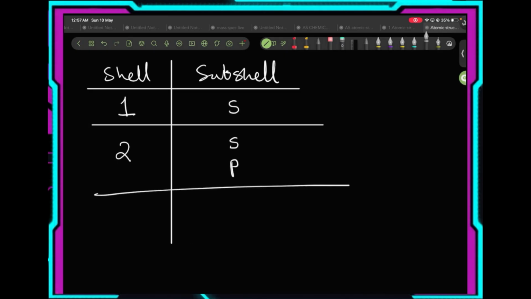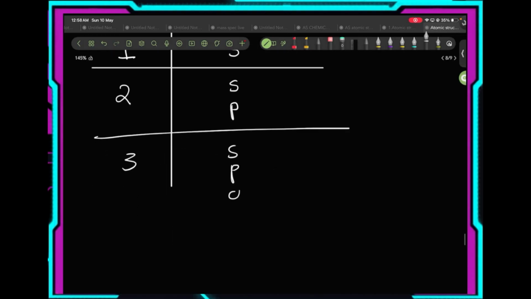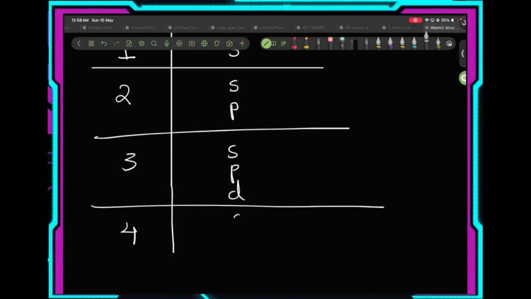And in the third shell, when you move on to the third shell, you have three sub energy levels, S, P, and then what should be the next one? This should be D. And then when you move on to the fourth shell, you find there are four subshells, which are S, P, D, and F.